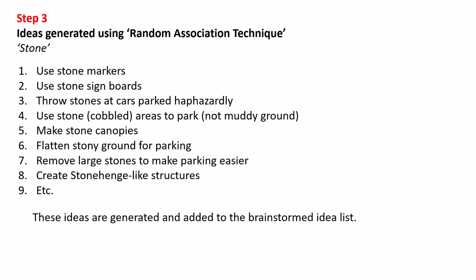The next step of this process is the random association technique. In this technique, we use the trigger word "stone." Based upon the trigger word, we generate ideas: using stone markers, using stone signboards, throwing stones at cars parked haphazardly, making stone canopies, flattening stony ground for parking, removing large stones to make parking easier, etc. So these ideas are generated and added to the brainstormed idea list.